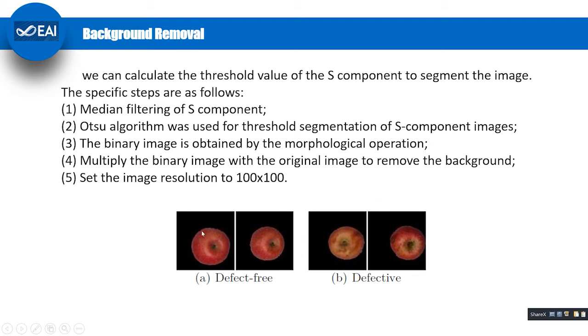After that, we set the image resolution to 100x100. And we can see defect-free apples in picture A, and defective apples in picture B.